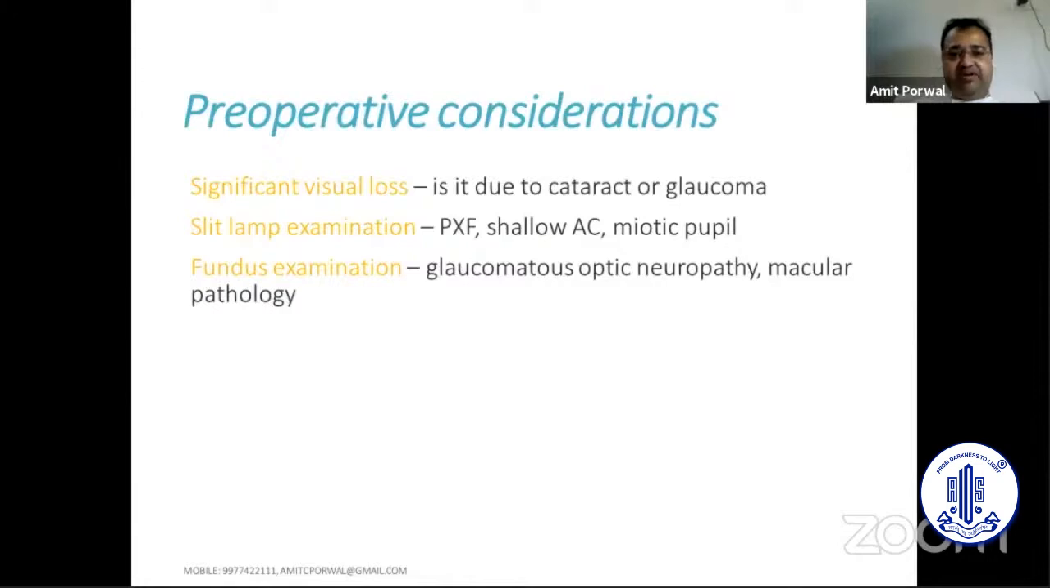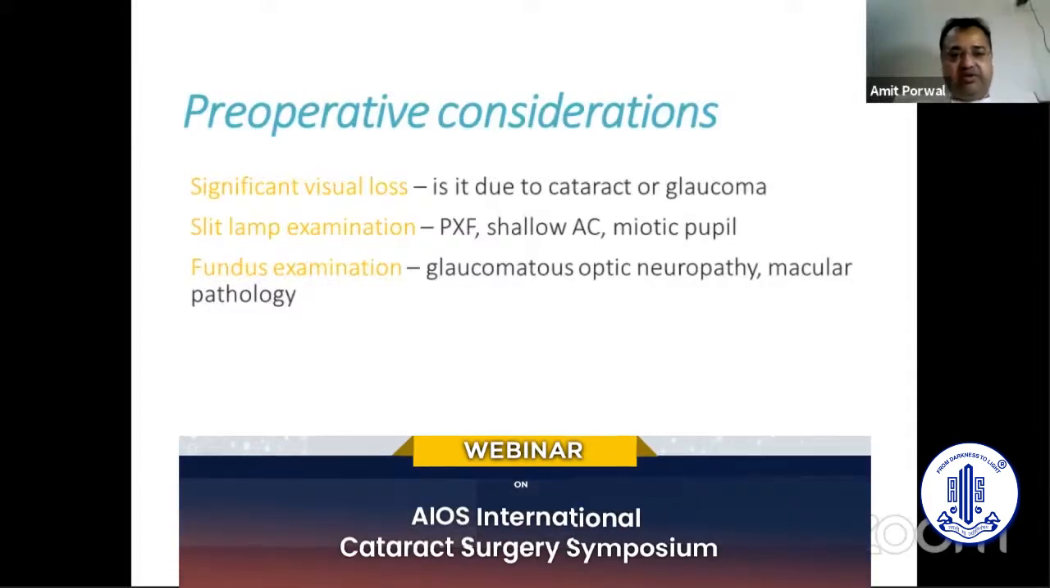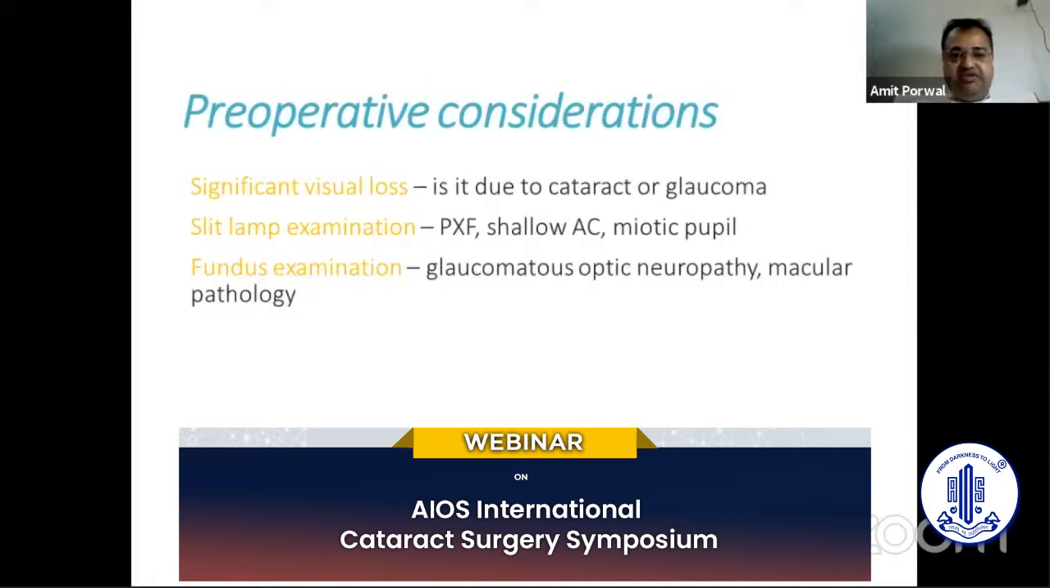When we look at the preoperative considerations, there should be a significant visual loss which has to be understood and addressed to the patient: is it due to cataract or glaucoma? Because cataract visual loss can be regained, but the vision loss which is there due to glaucoma can't be regained. So this has to be counseled to the patient before the surgery. We have to try to understand what is the reason for the significant visual loss.